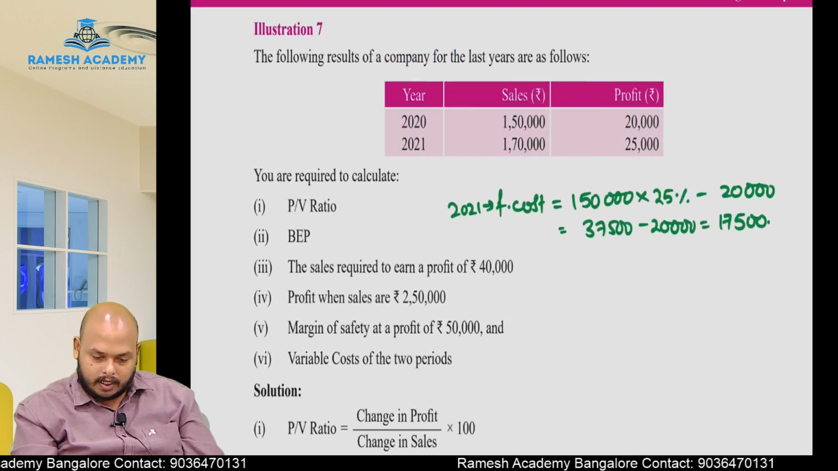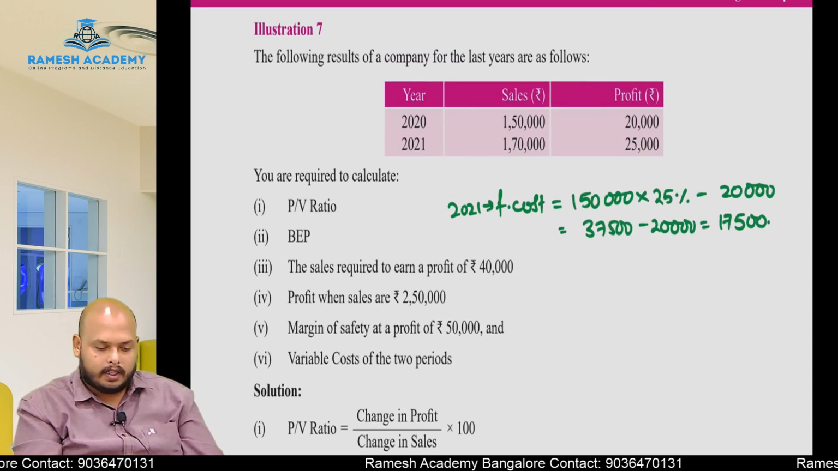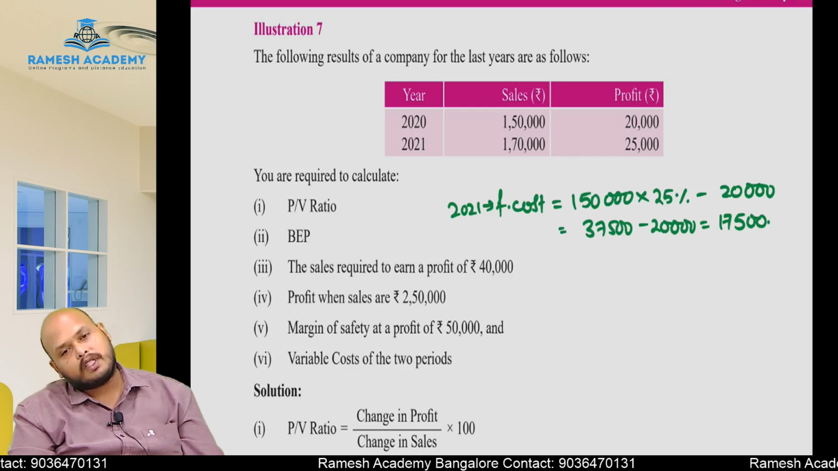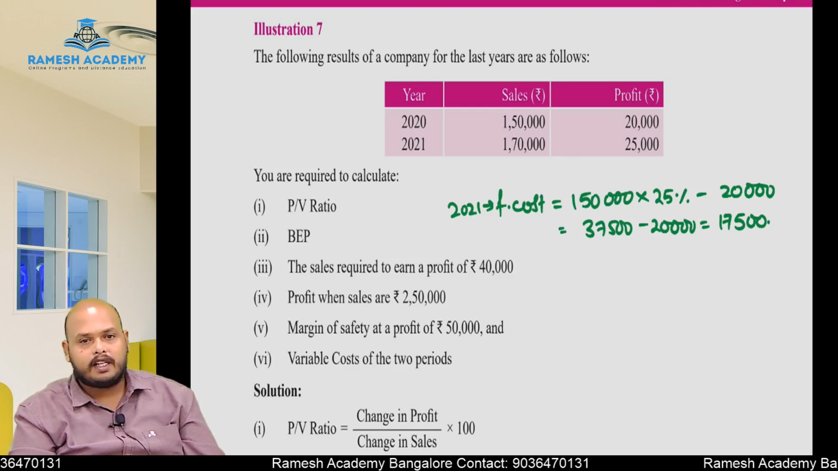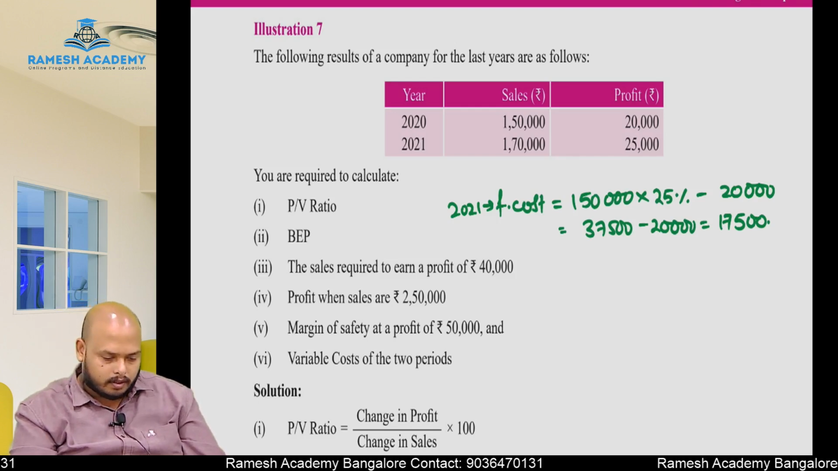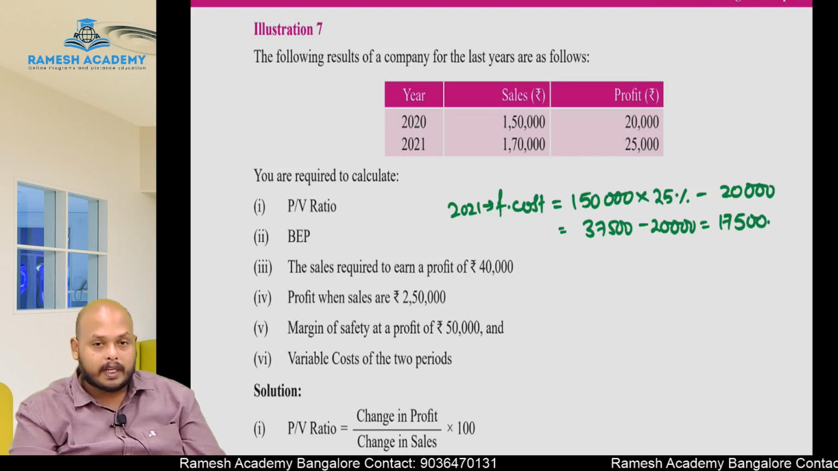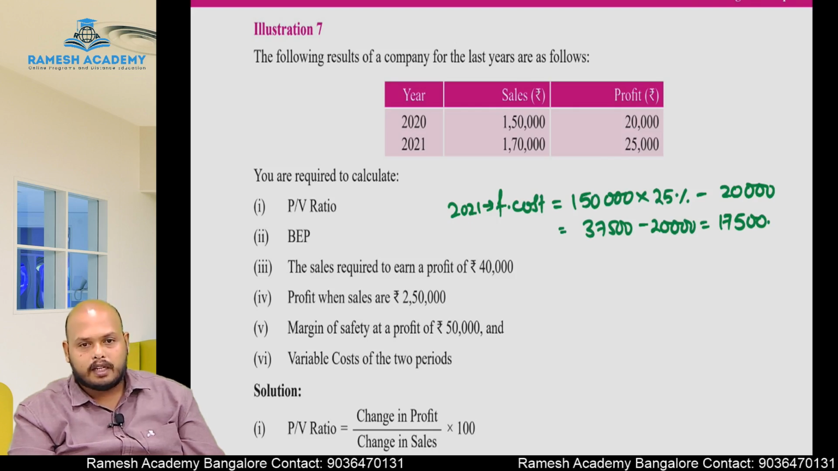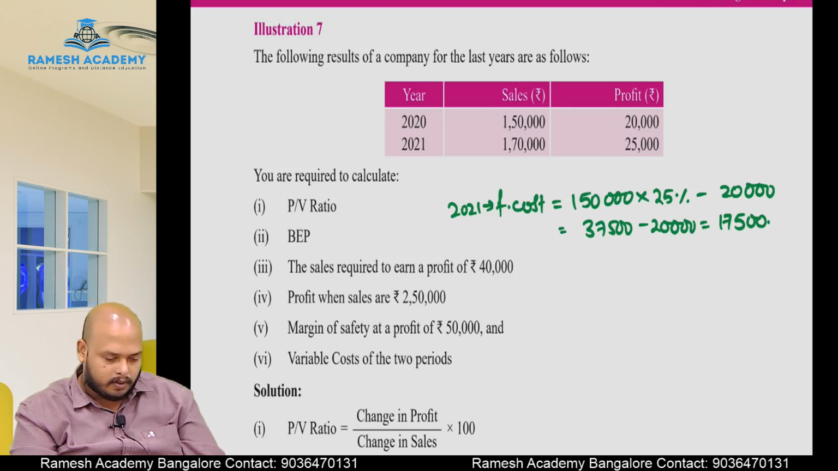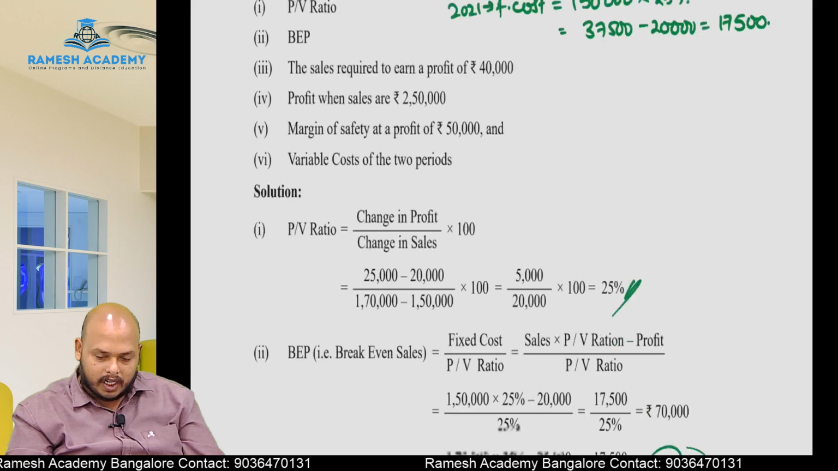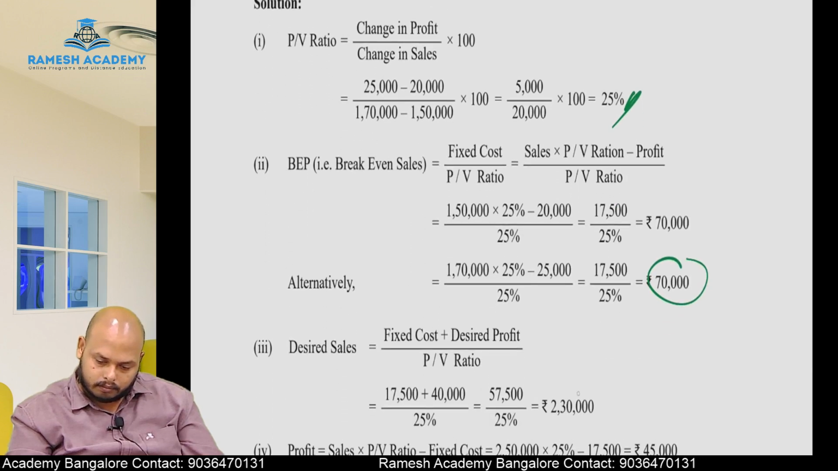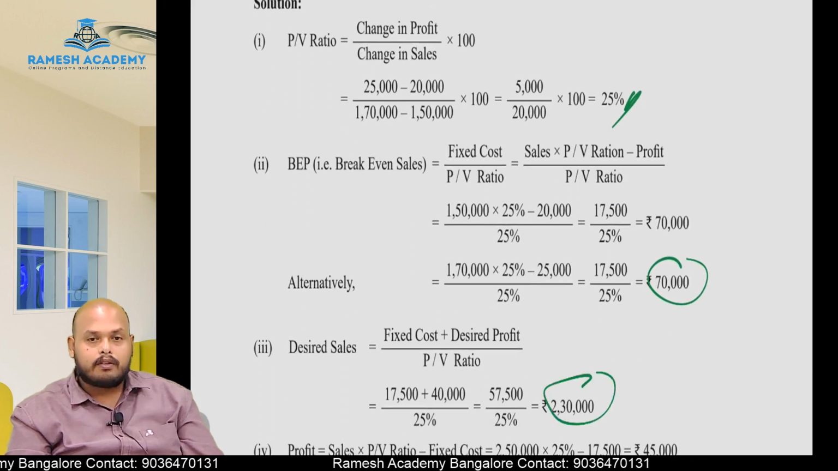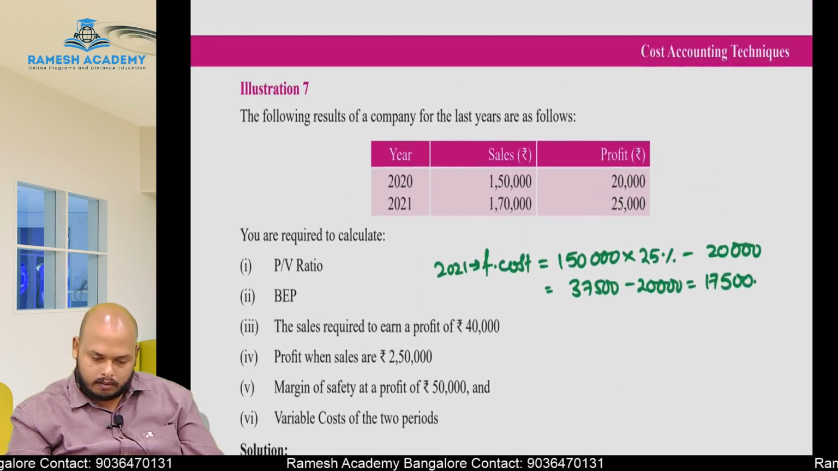Next question number 3. Sales required to earn a desired profit of 40,000. Desired profit means, what is the formula? Desired sales is equal to fixed cost 17,500 plus desired profit 40,000, divided by PV ratio 0.25. How much? 2,30,000. Fixed cost plus desired profit by PV ratio.